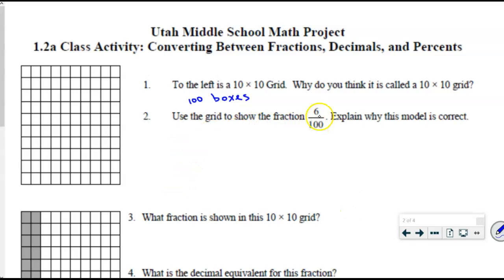So use the grid to show the fraction 6 hundredths. How am I going to do that? What is 6 hundredths going to look like on this blank 10 by 10 grid? Stephen? Exactly. Here's 100 total. We need to fill in 6 of them so that we can show 6 out of 100. It says explain why this model is correct. I think that's a pretty easy explanation. We have 6 shaded, and there are 100 total.